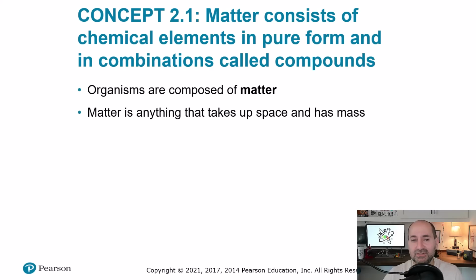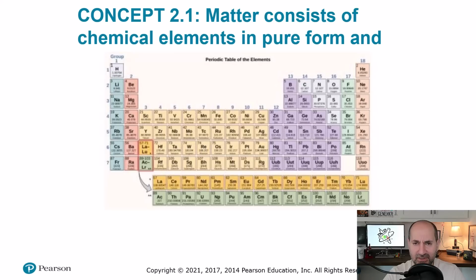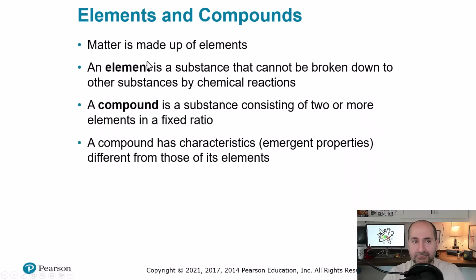And the basics of chemistry are that everything is made up of matter. Organisms are also made up of matter. Matter is anything that takes up space and has mass. And if you want to know what makes up matter, just think of the periodic table of elements. The periodic table of elements, this is what makes up matter. Matter is made up of the elements.